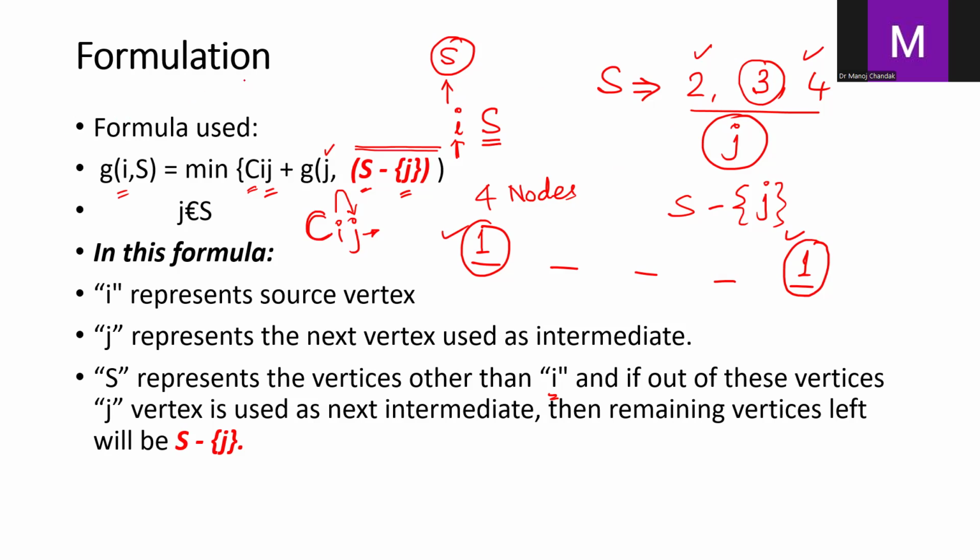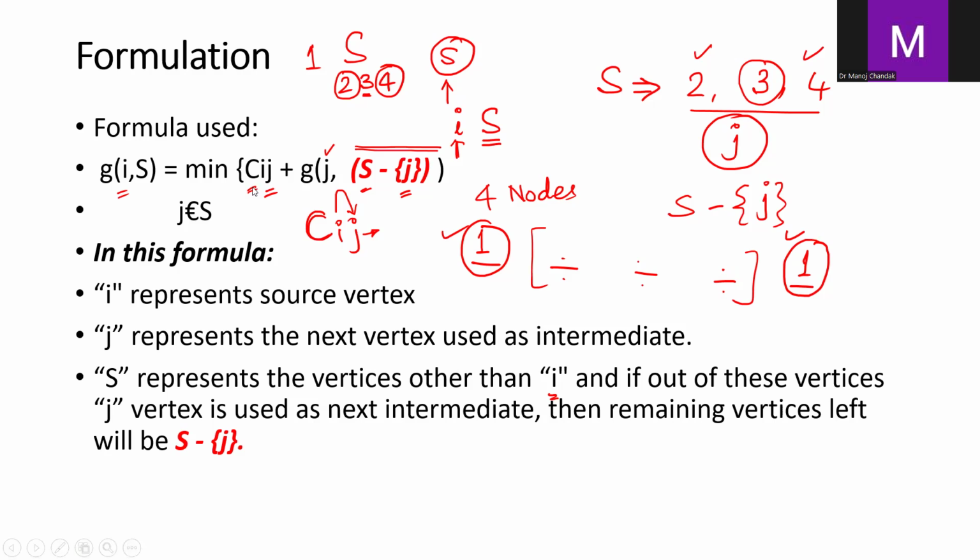So if I start with vertex 1, then I will have the capital S as 2, 3, 4. If I travel from 1 to 3, then I will have remaining vertices 2 and 4. This formula will be recursively executed, and this execution will end when all three possible locations in the path are operated with this formula.